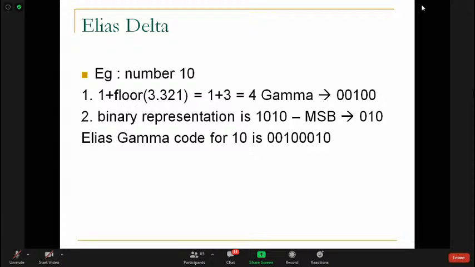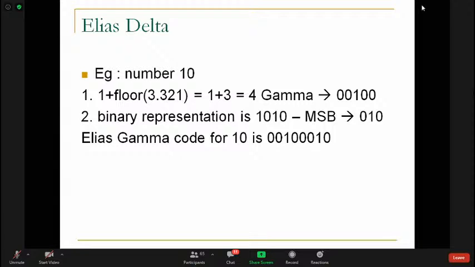So for 8, what is the binary representation? 1 followed by 3 zeros. Remove the most significant bit, the 1. 3 zeros, so 0, 0, 0. So what is your final code?